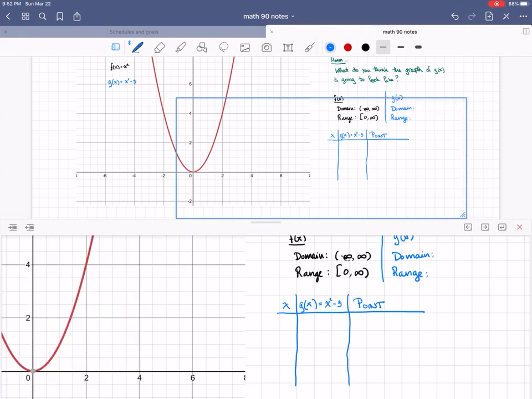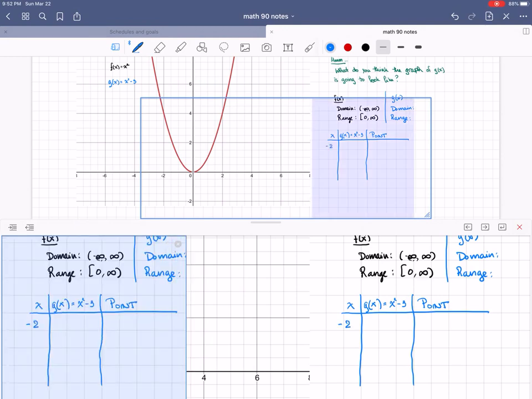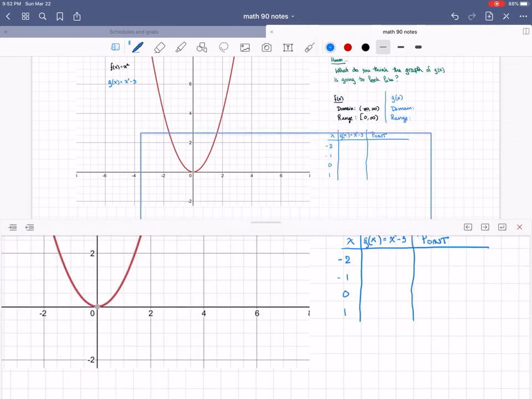Okay, so again, much like before, since the domain is all real numbers, I'm just going to pick a few values. So let's do -2. Let's do -1. Let's do 0, 1, and 2.